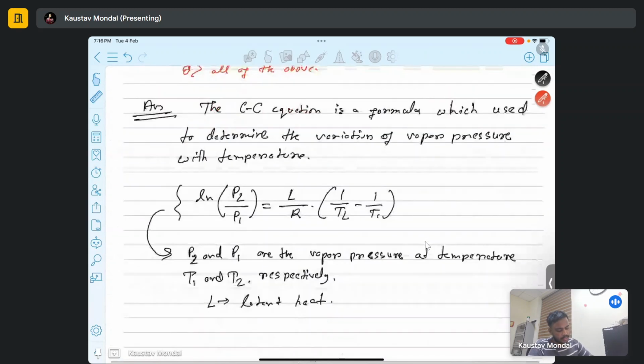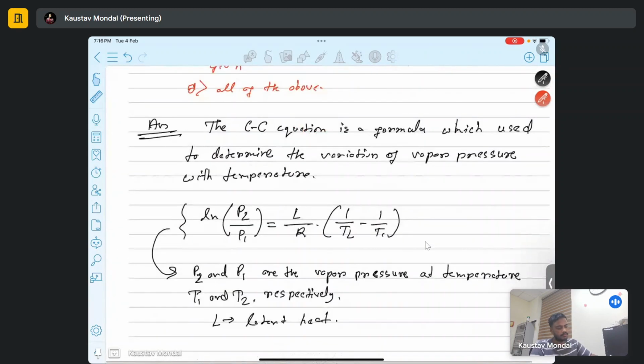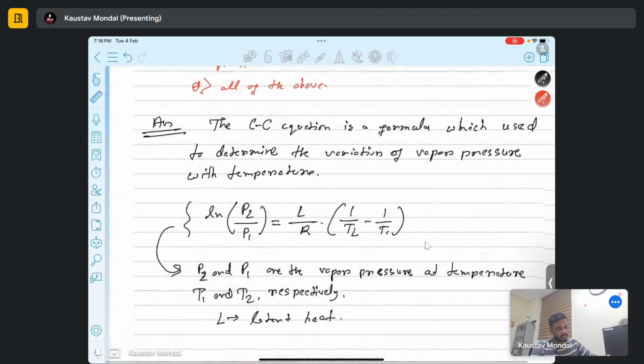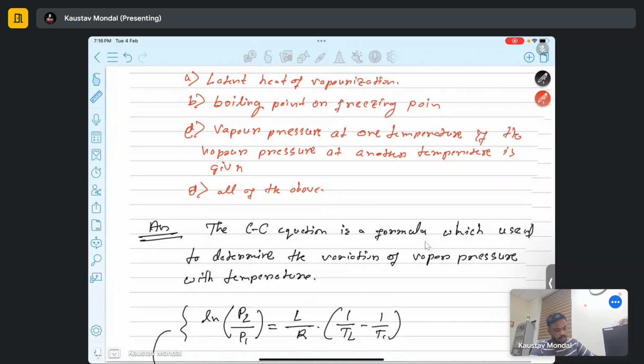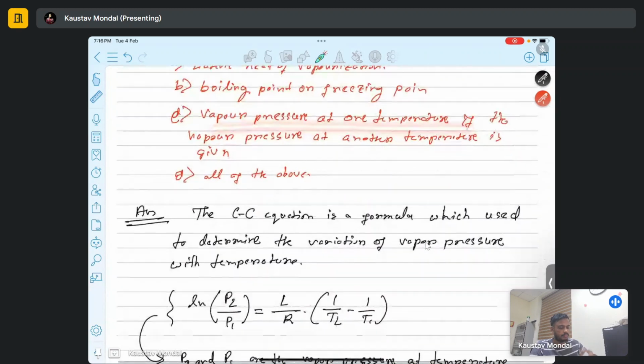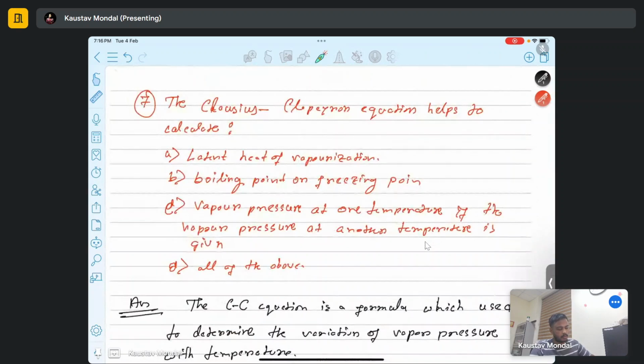But for option C, the third option, if you see this, you can easily calculate, right? We know the latent heat of vapor, everybody knows it. In the problem, it's already given the vapor pressure at one temperature. Let's suppose it's T1, at T1 temperature we know P1, then the vapor pressure at another temperature.